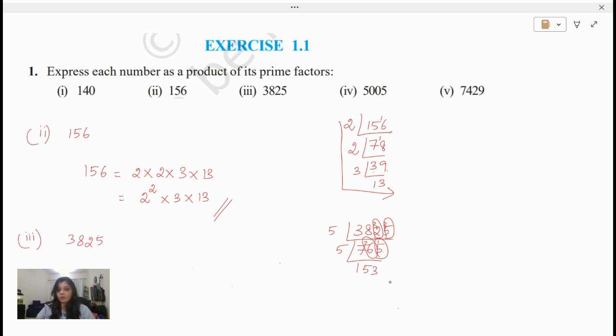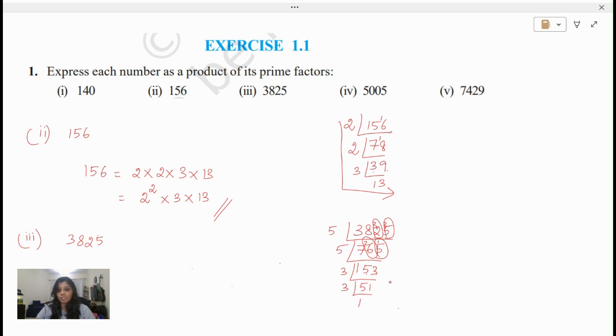Now, it is no longer divisible by 5 because the unit digit is 3 here, right? So I have to check the divisibility rule for 3. Sum of the digits: 1 plus 5 plus 3 gives you 9. So I know it is divisible by 3. 3 fives are 15. 3 ones are 3. Again, the sum of the digits gives you 6, so it will be divisible by 3.